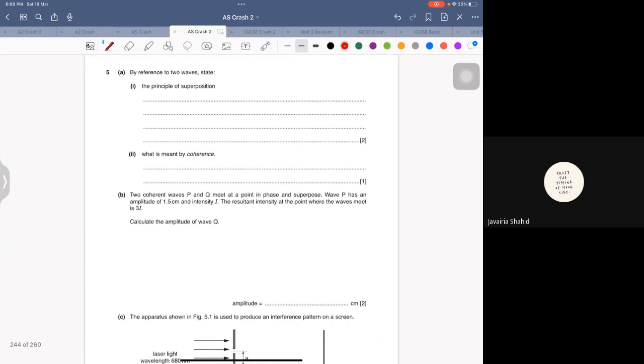All right, so now let's do this. You already know what the principle of superposition is. If you don't know, it is basically from the previous chapter. We're going to write: when two or more waves meet at a point, the resultant displacement is equal to the sum of the individual displacements of the waves. And coherence means waves that have a constant phase difference. Even if you write what is meant by coherence as just constant phase difference like this, they would accept it. You don't have to write the full line.